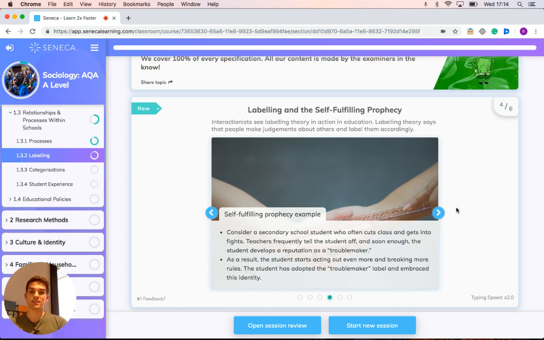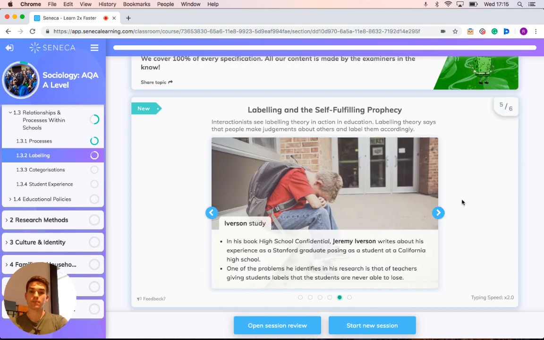Now, consider a secondary school student who often cuts class and gets into fights. Teachers frequently tell the student off, and soon enough, the student develops a reputation as, maybe they'd call him a troublemaker. As a result, the student starts acting out even more and breaking more rules, and the student has adopted the troublemaker label and embraced that identity. That's how the self-fulfilling prophecy can play out in some situations.